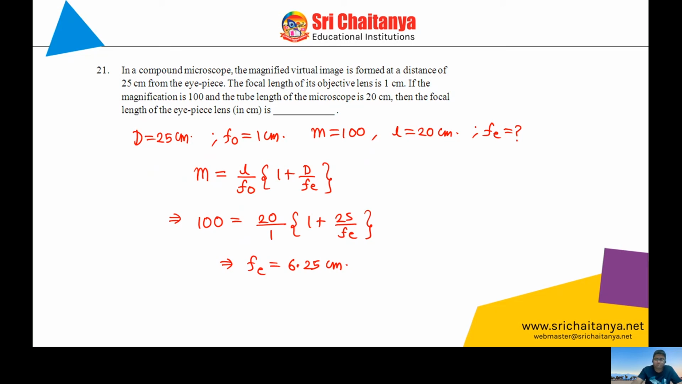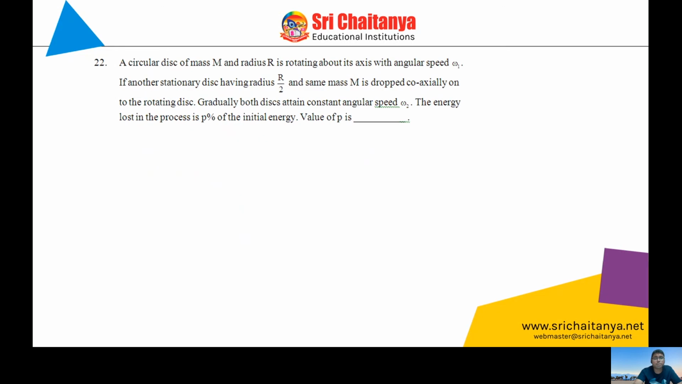Now let's move on to question number 22. We have a circular disk of mass m and radius r rotating about its axis with angular speed omega 1. If another stationary disk having a radius r by 2 and the same mass m is dropped coaxially onto the rotating disk, gradually both disks attain a constant angular speed omega 2. The energy lost in the process is, in percentage, what they are asking.